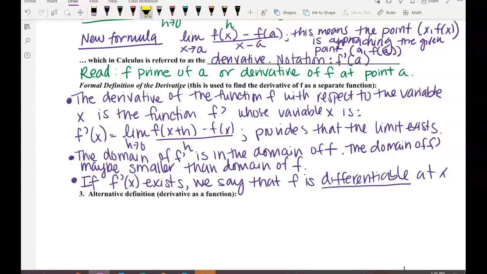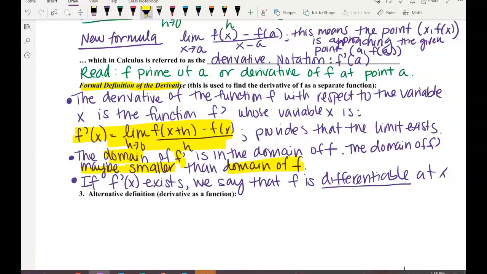So a couple highlights here, guys. The formal definition of the derivative, you have to know this definition. It doesn't go away at all, ever. So make sure this is highlighted. It is the same exact formula as last unit. And then we do want to know the domain of f prime. It's in the domain of f, which may be smaller than the domain of f itself.